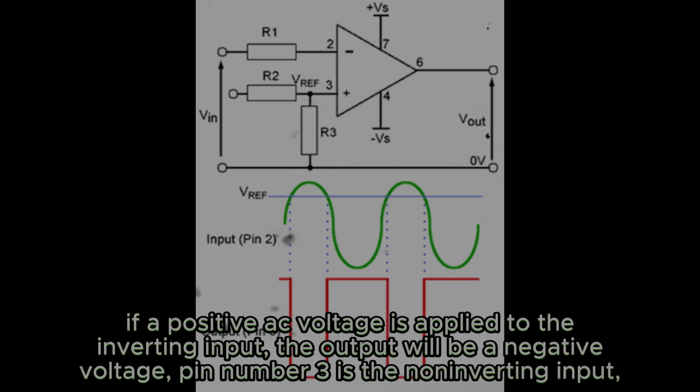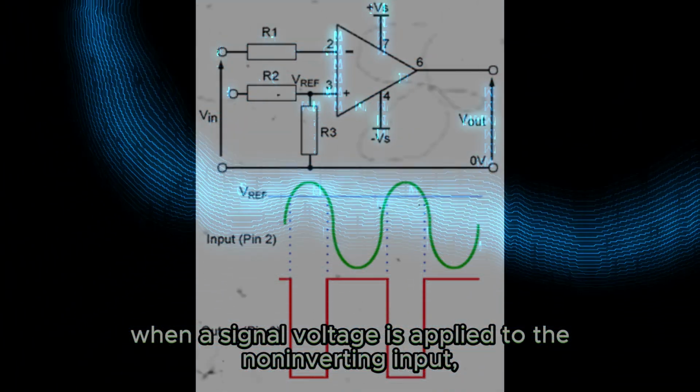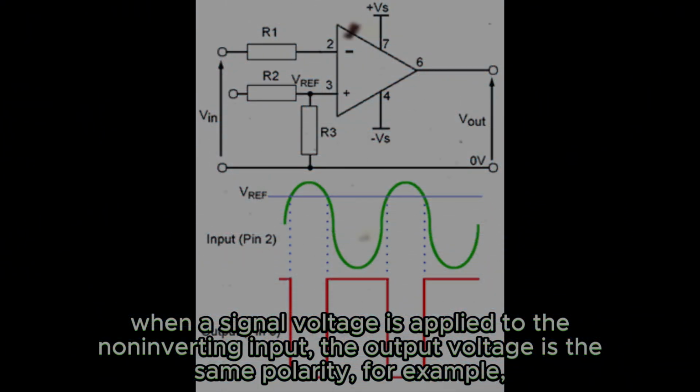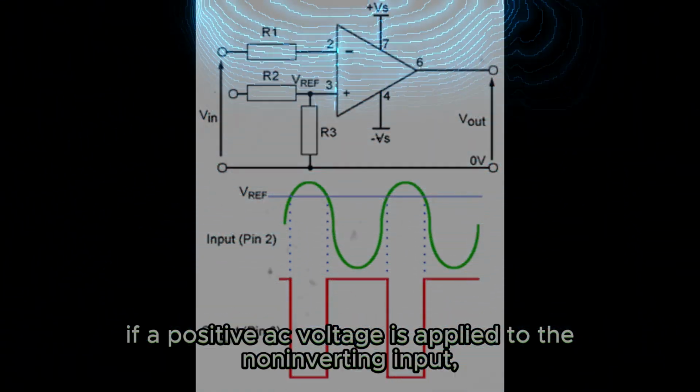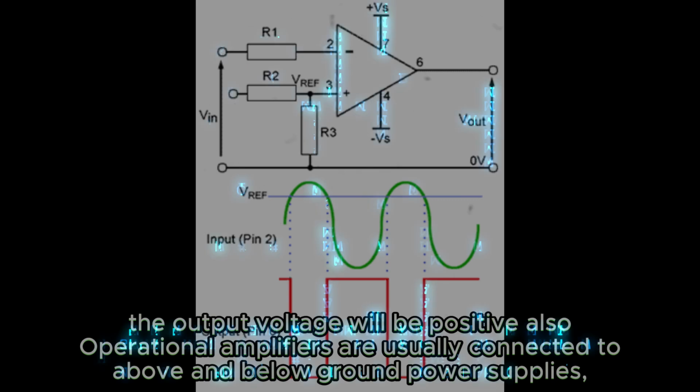Pin number 3 is the non-inverting input. When a signal voltage is applied to the non-inverting input, the output voltage is the same polarity. For example, if a positive AC voltage is applied to the non-inverting input, the output voltage will be positive.